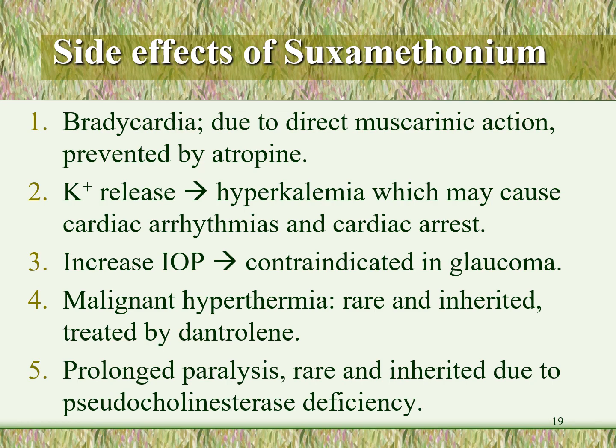The last side effect of succinylcholine is that it can produce prolonged paralysis in some individuals. Also, this is an inherited condition, one of the pharmacogenetic variations that في بعض ال individuals, بعض المرضى يكون عندهم deficiency في cholinesterase اللي هو الانزيم that we mentioned occurs in the plasma. بعض المرضى بيكون عندهم deficiency في الانزيم ده، وده هو الانزيم اللي بيعمل degradation للسكسميسونيوم, لأن السكسميسونيوم is not affected by cholinesterase الموجود في النيورونز, فهو لابد يحصل له ميتابوليزم بواسطة cholinesterase الموجود في البلازما.